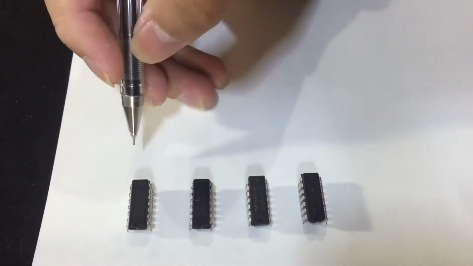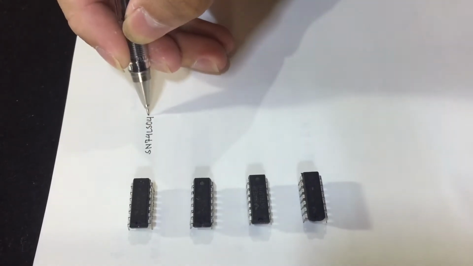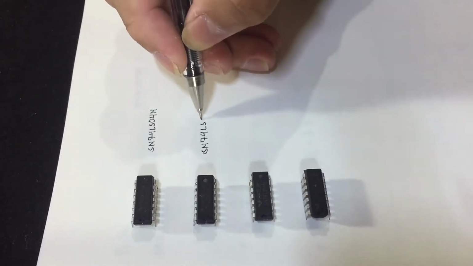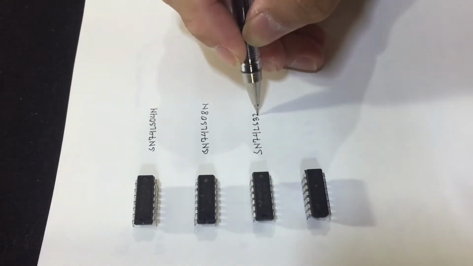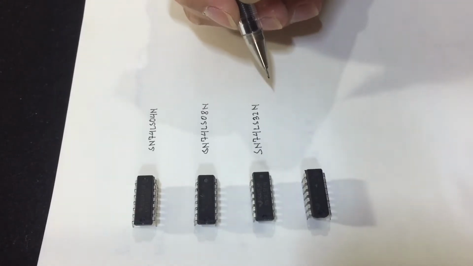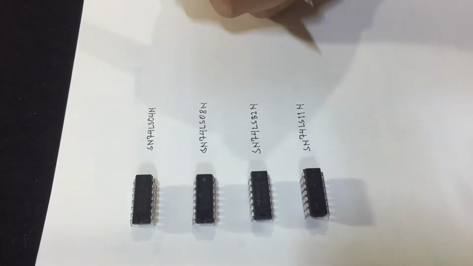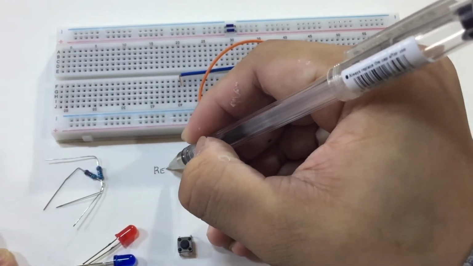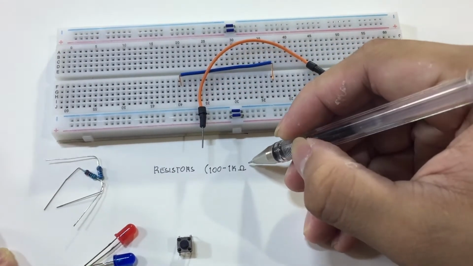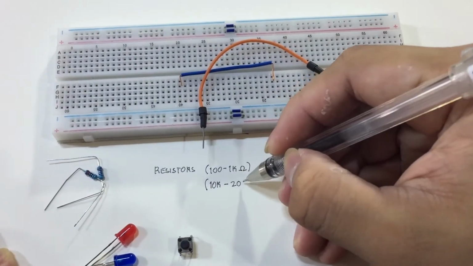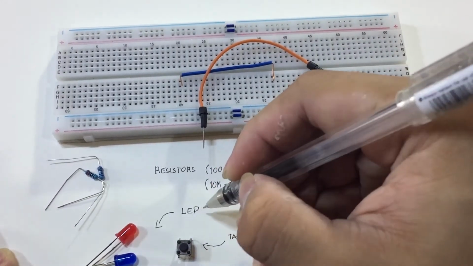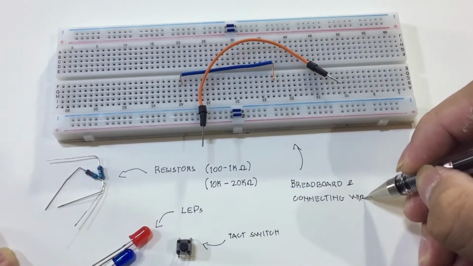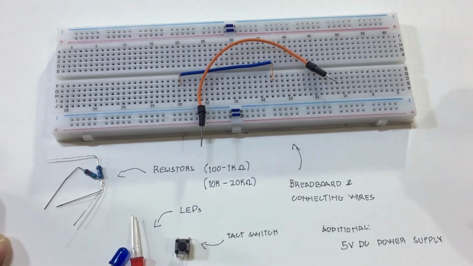For the materials, I will be using 4 ICs: an SN74LS04N, an SN74LS08N, an SN74LS11N, an SN74LS32N. For the other materials, I will also be using some resistors ranging from 100 to 1K ohms as well as 10K to 20K ohms, a tact switch, some LEDs, a breadboard, connecting wires, a 5-volt DC power supply, and some tweezers.